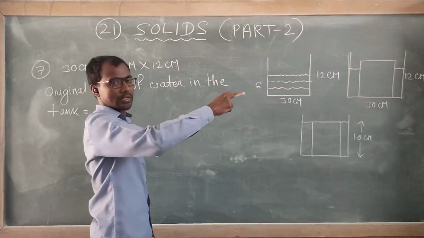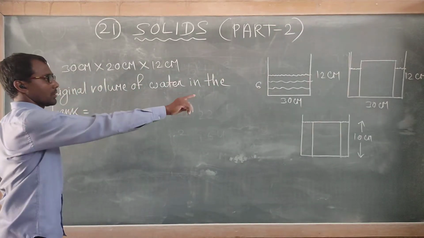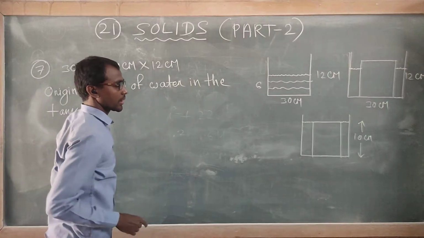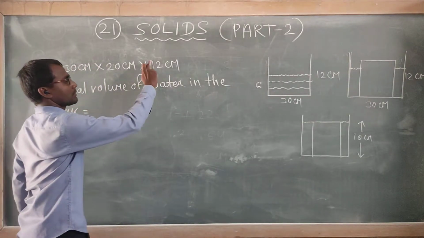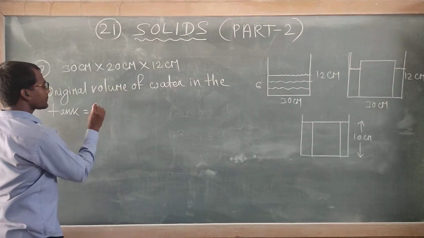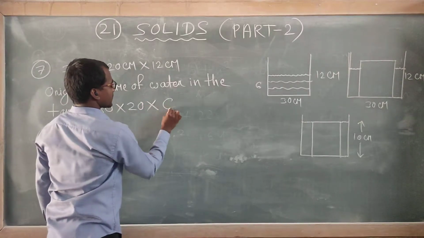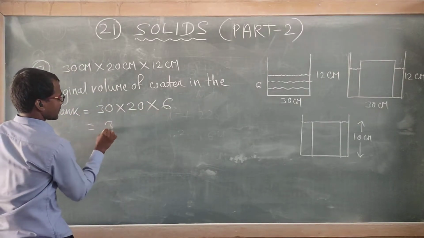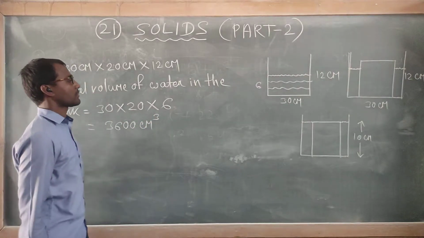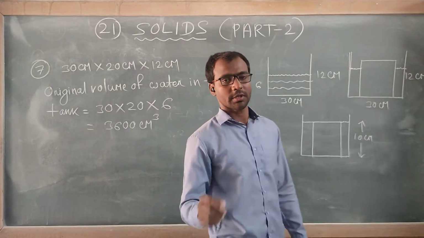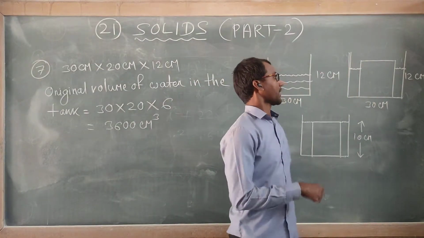The height of the container is 12 cm, but the height of water is not 12 cm. So since the water is in the shape of a cuboid, we can use the formula L times B times H, where height is not 12 cm, it is 6 cm. Length is 30, breadth is 20, height is 6. That gives 3600 cubic cm. So this is the original volume of water inside the rectangular tank, 3600 cubic cm.